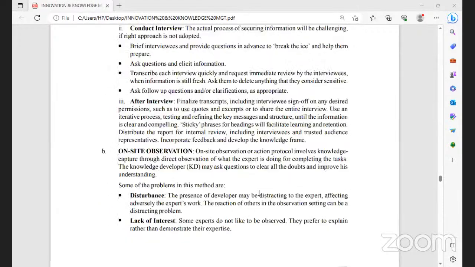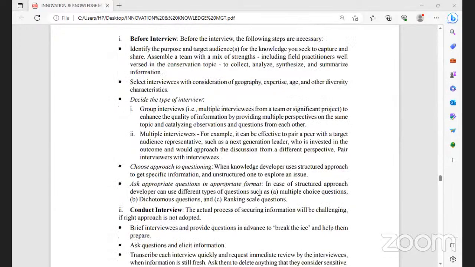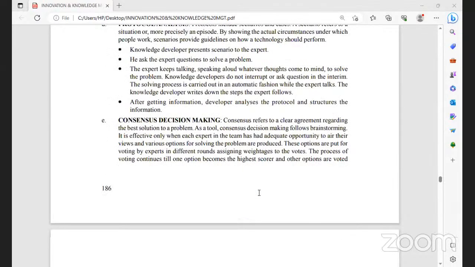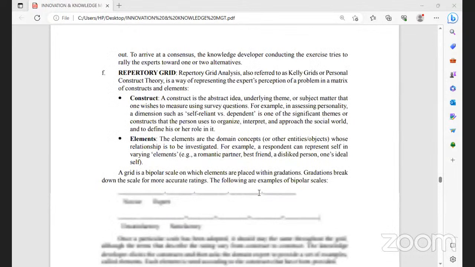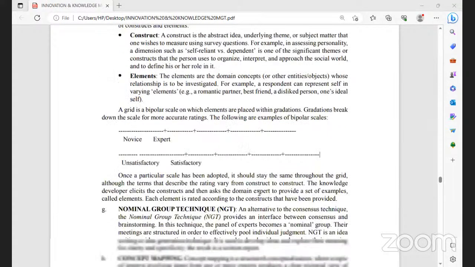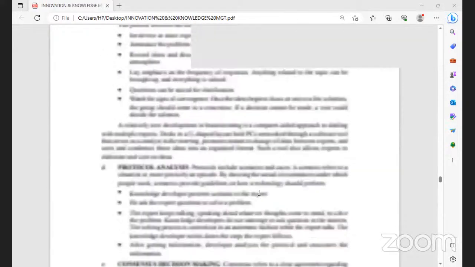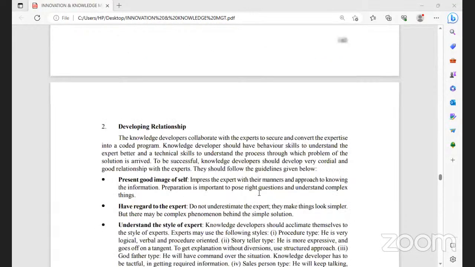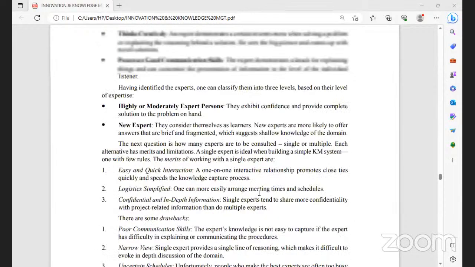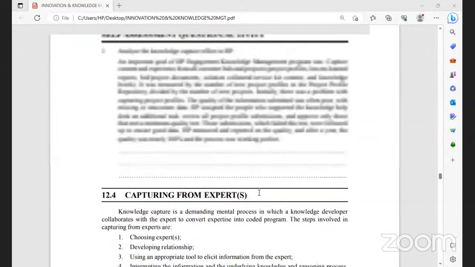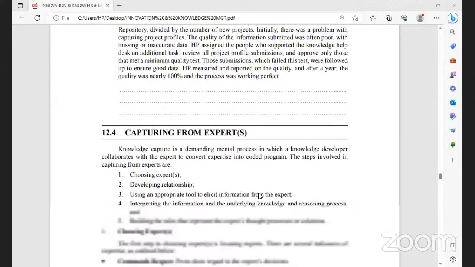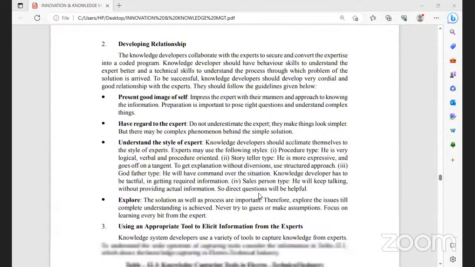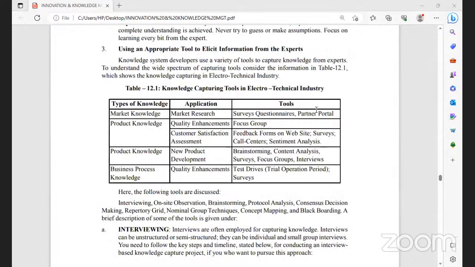And next one is relating to on-site observation and brainstorming and protocol analysis and consensus decision making and a repertory grid and nominal group techniques, and these are all tools and techniques used with respect to different types of knowledge mechanism for capturing from experts in the form of matrix. Means this capturing from experts, not only capturing, how to make that into one effective matrix environment by using several tools.